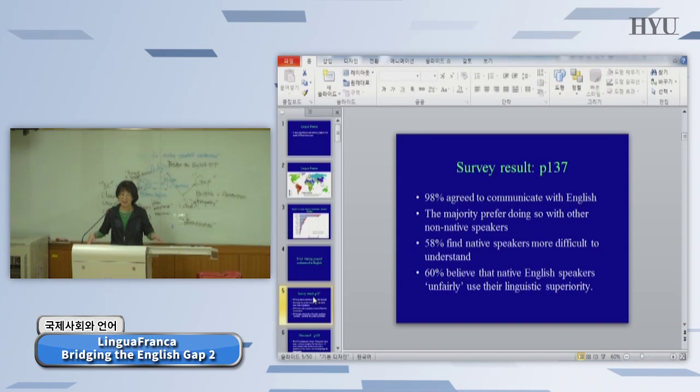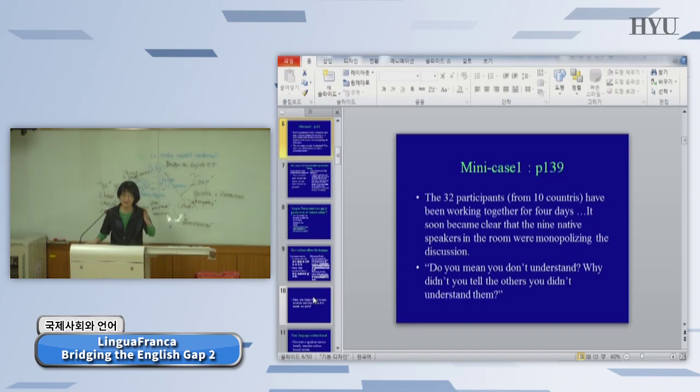Also, about 60% of them found that when they are communicating with American speakers and British speakers, it is more difficult to understand the American speakers. And 60% believe that native English speakers unfairly use their linguistic advantage. So this survey result leaves us something to think about.